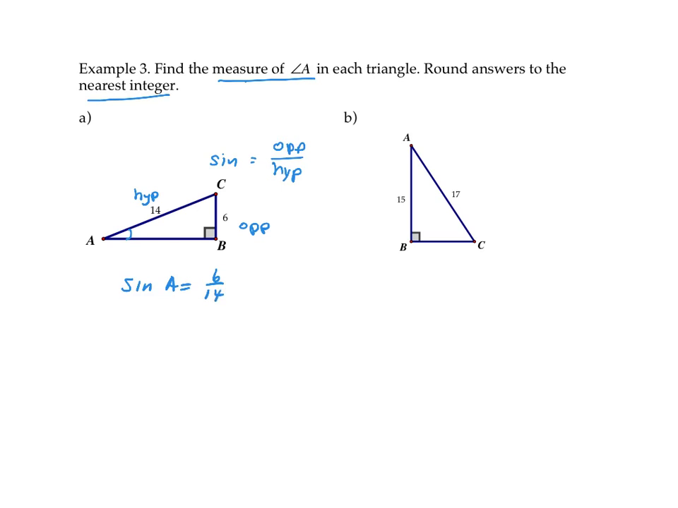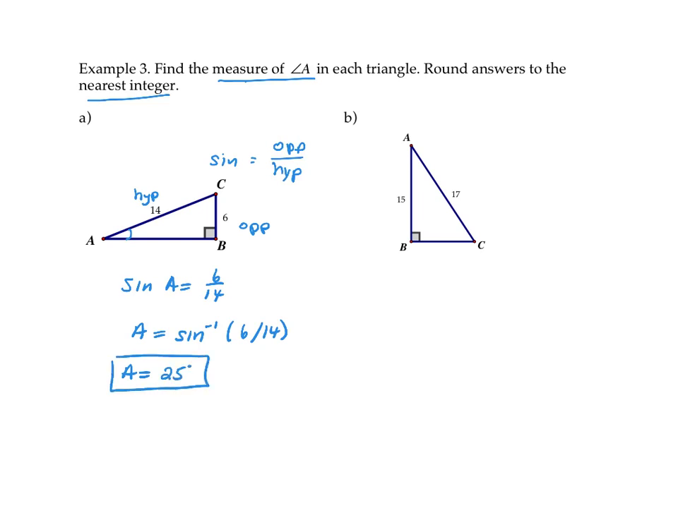Now remember how we used inverse tangent to find an angle? We're going to use inverse sine in this case. So we say A is equal to sine negative 1, that's your inverse sine, of 6 divided by 14. And it's that inverse sine that tells the calculator to look up 6 divided by 14 and tell us which angle has that value for its sine. When you do that on the calculator, and round to the nearest whole degree, you should have gotten 25 degrees.